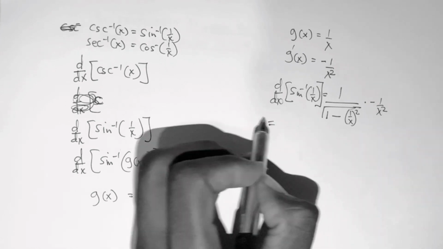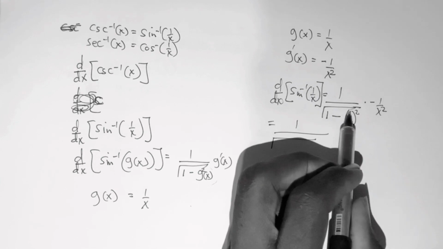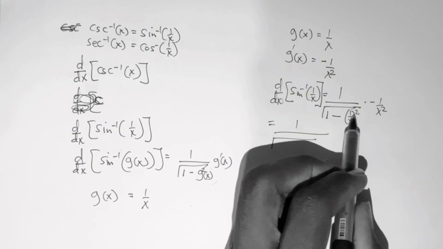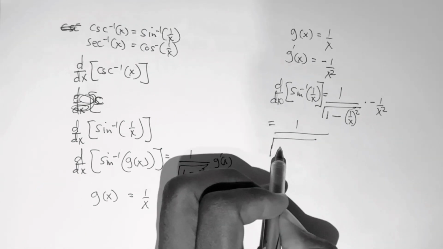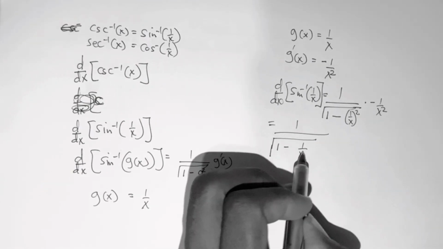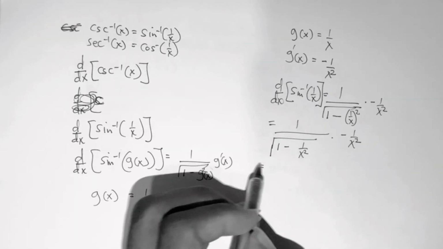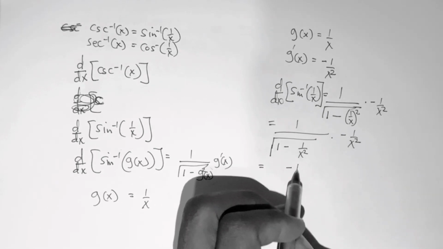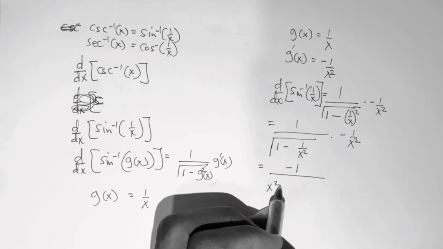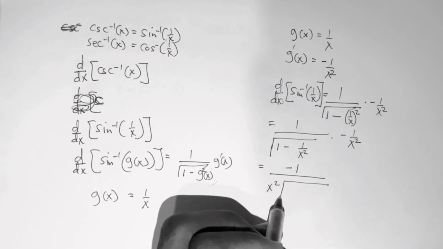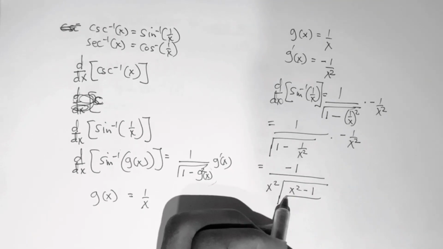So this is equal to 1 divided by square root of. Now, 1 over x squared is the same as 1 squared over x squared, which is 1 over x squared. So this will become 1 minus 1 over x squared, then times minus 1 over x squared. This is equal to minus 1 over, then this x squared will come down, x squared, then square root of, now this will become x squared minus 1 divided by x squared.